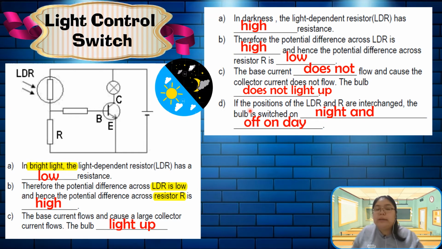So from here, if the positions of the LDR and the R are interchanged, you will find the bulb will switch on during the night and off during the day. So you just see what situation you want, depending on the function. That means we can switch up and also switch down with the LDR.